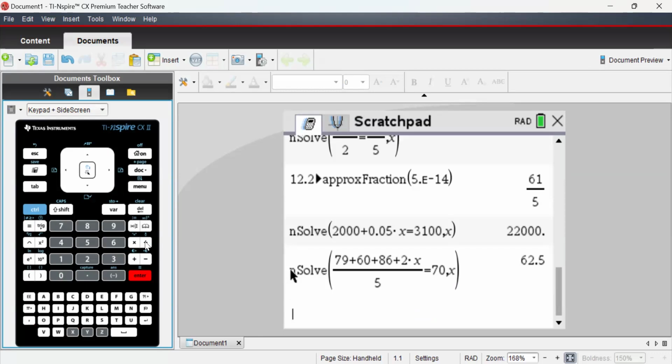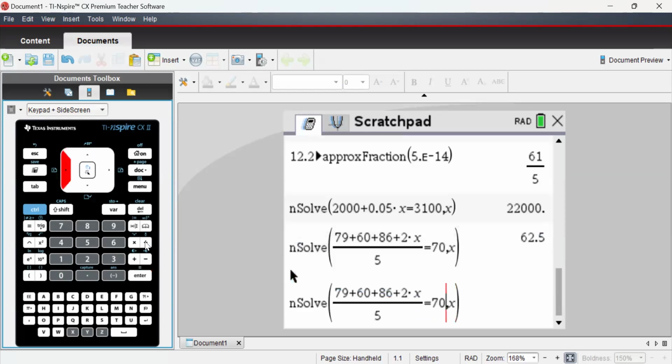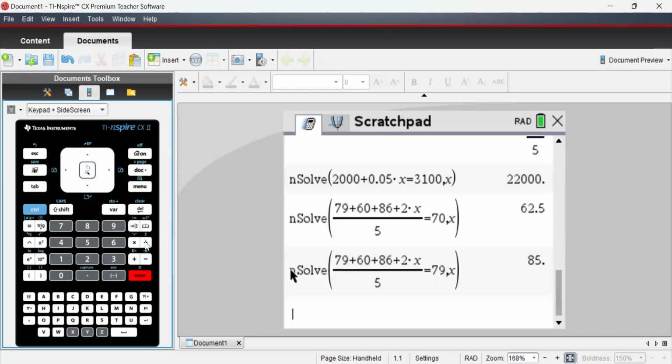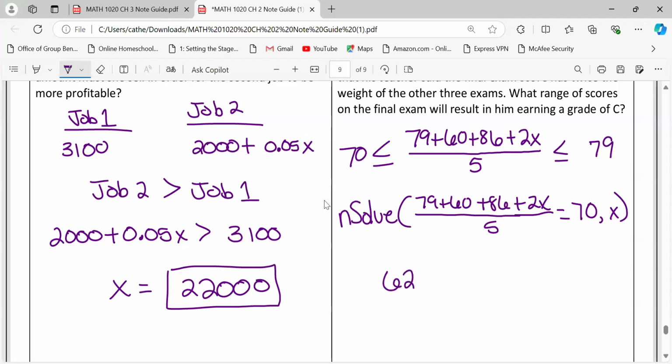Now you need to do the same thing again, but with a 79. Now, if you want, you could use your arrows. And when you hit that, you can just hit enter. It's a copy and paste function. Then I'm going to come over here and change that to 79 and hit enter. You could retype the whole thing if you want, but the final exam score needs to be between a 62.5 and 85. The smaller exam score has to go in the first blank. The larger exam score has to go in the second one.